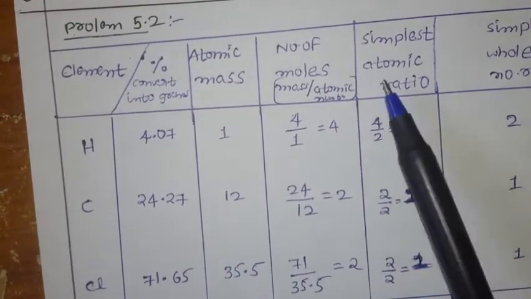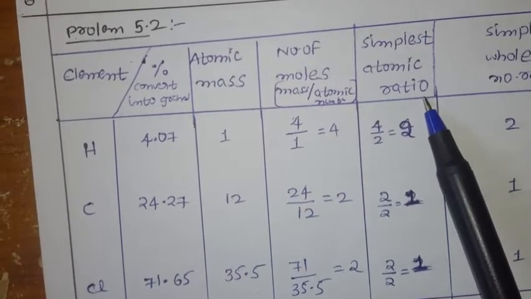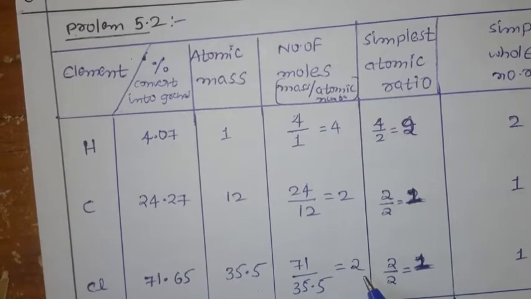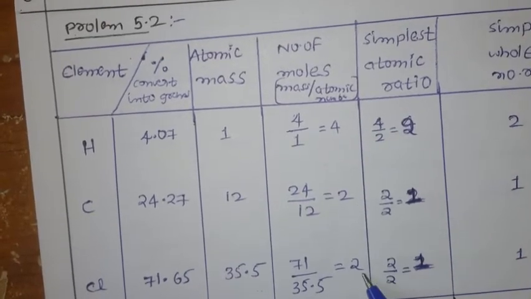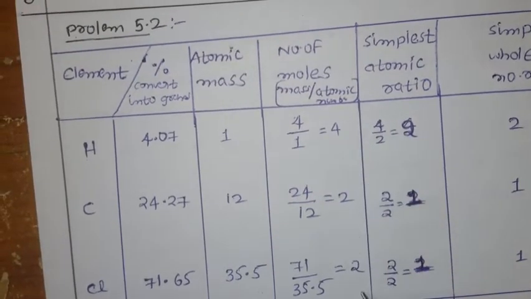Next, once you get the number of moles, what do you have to do? You have to go for the simplest atomic ratio. Whatever number of moles you got, you have to take the smallest number, and with that small number you have to divide all the numbers of moles.